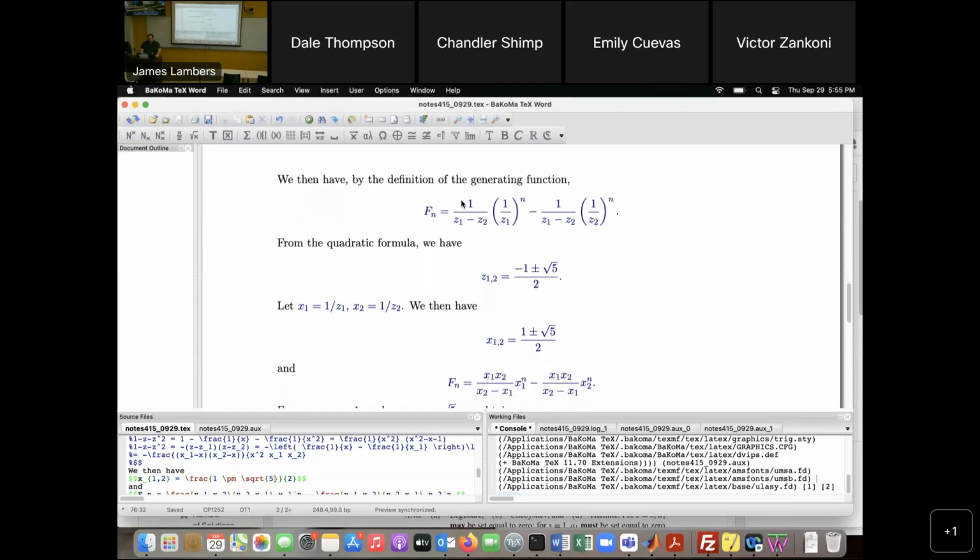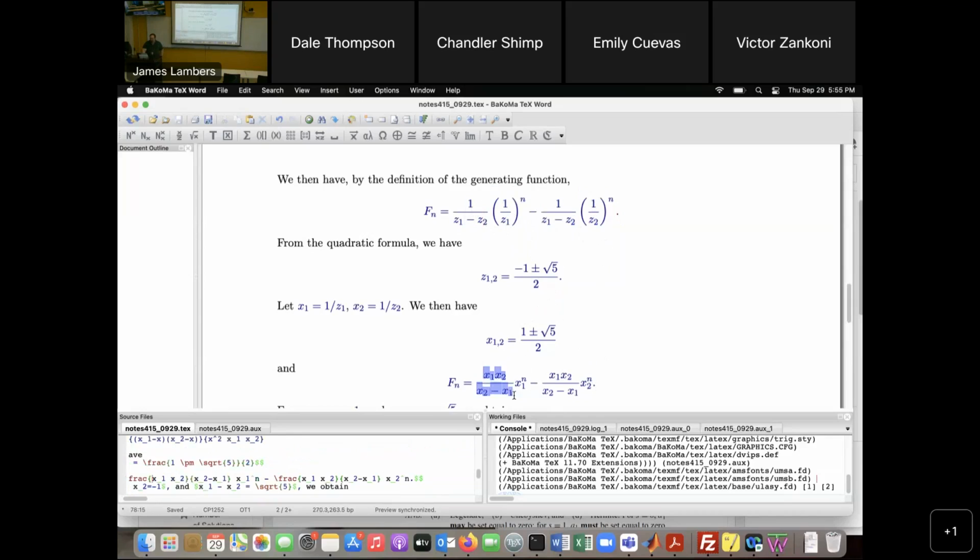So now this expression that was previously written in terms of z1 and z2, I'm going to write in terms of x1 and x2. So now instead of 1 over z1 to the n, we'll have x1 to the n and x2 to the n. And then by doing a bit of algebra, which I'm too lazy to show, we have these coefficients.